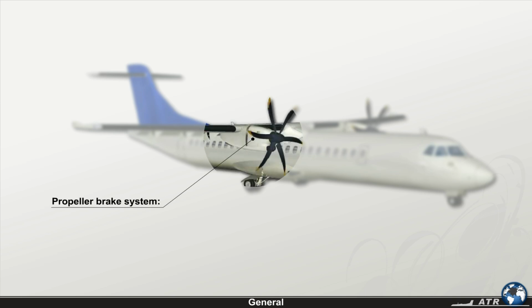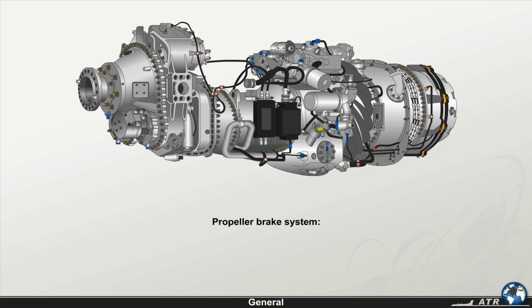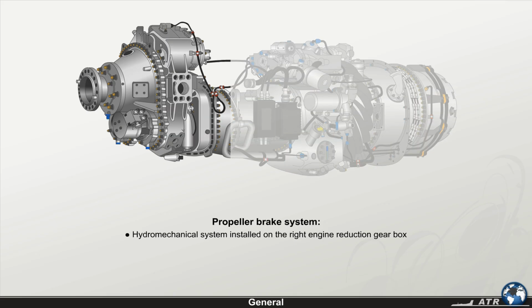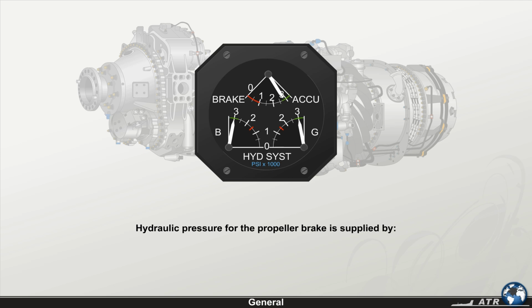The propeller brake system enables a safe use of the right engine to provide direct current and conditioning air on ground. This operation mode is called hotel mode. The propeller brake system is a hydromechanical system installed on the right engine reduction gearbox and prevents the propeller and power turbine from rotating when the system is activated. Hydraulic pressure for the propeller brake is supplied by the blue hydraulic system at a pressure of 3,000 psi.